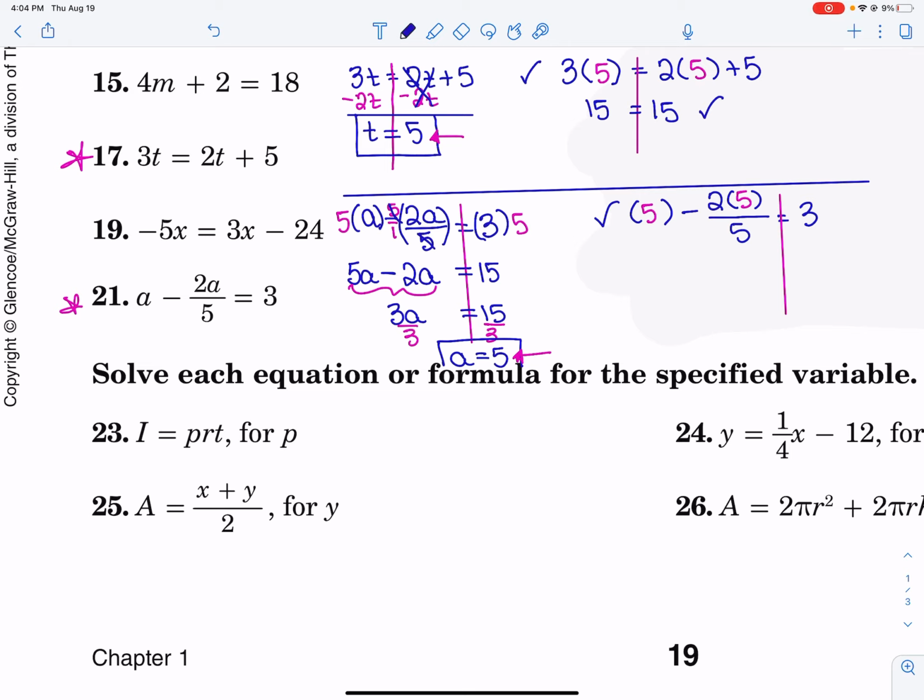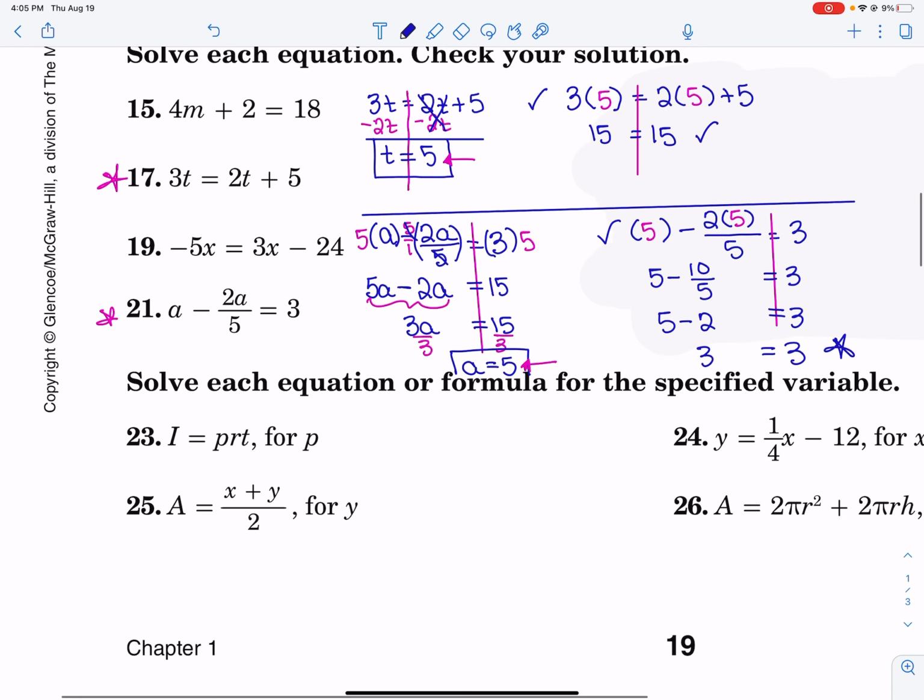So then here, I've got 5 minus 10 divided by 5 is equal to 3. So that gives me 5 minus 2. So that does come out correct, 3 equals 3. Okay, so my solution of a equals 5 is correct. The second part is just checking our work.